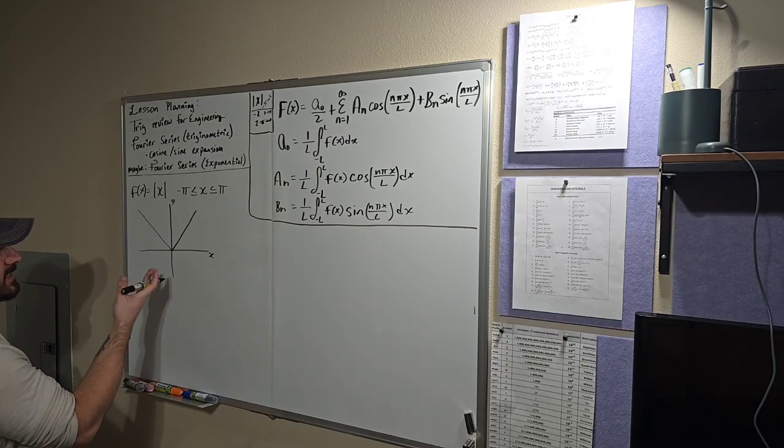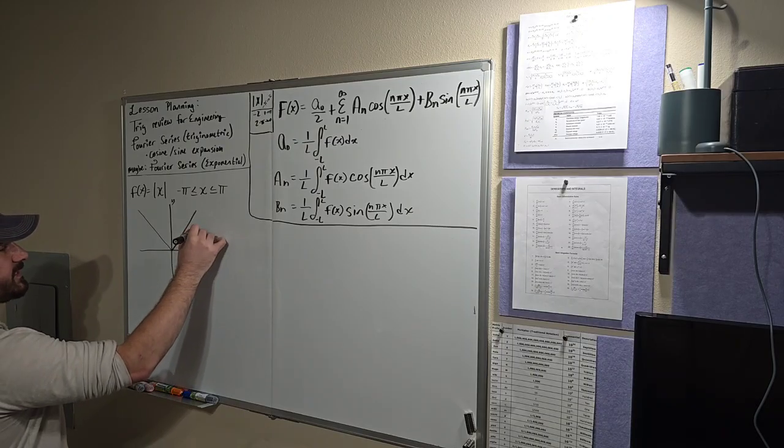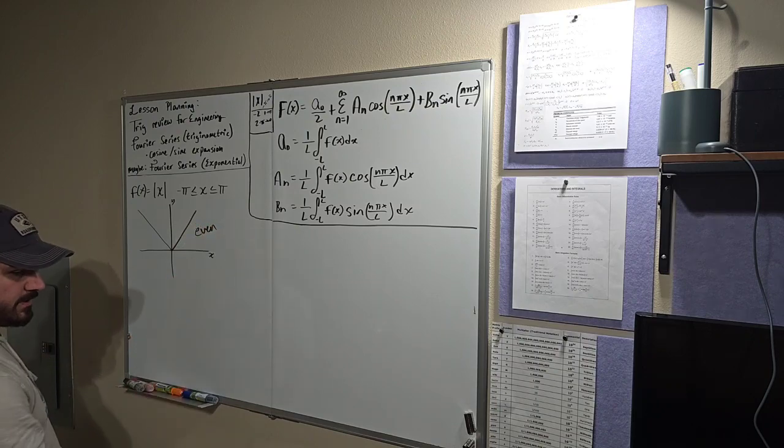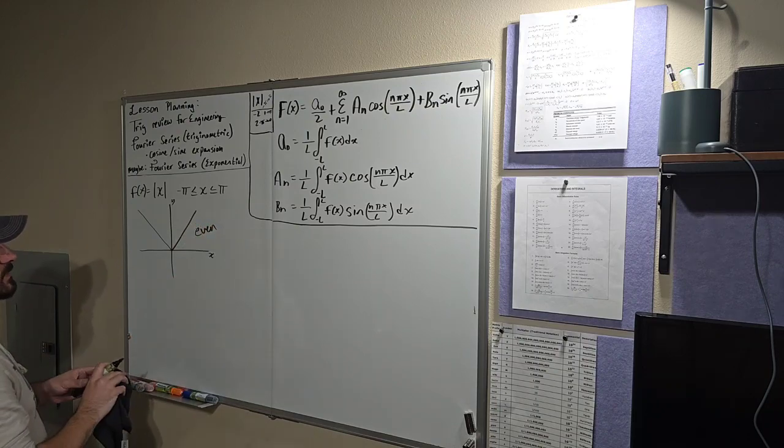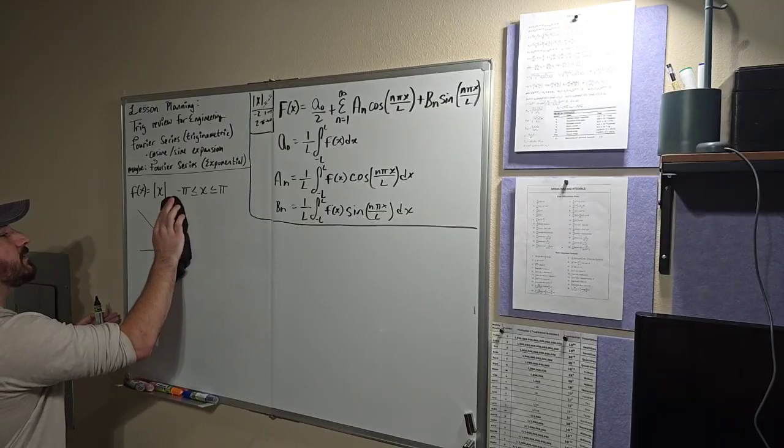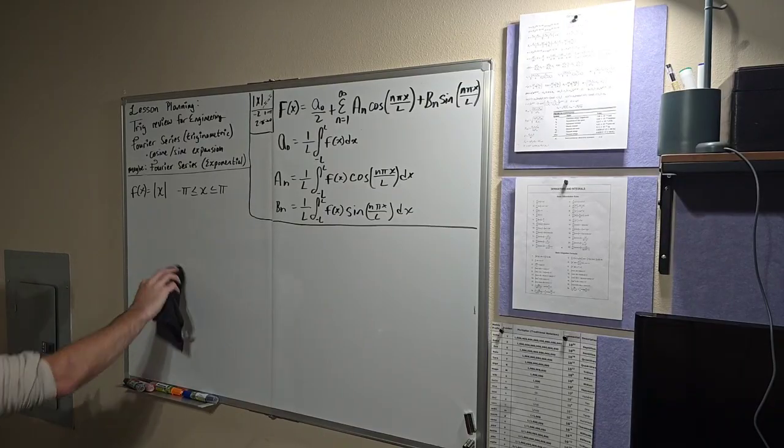So I would say that that's an even function. So we're going to call this even, and we're going to use the Fourier series that goes with even functions. It's going to mean a couple of things for us.